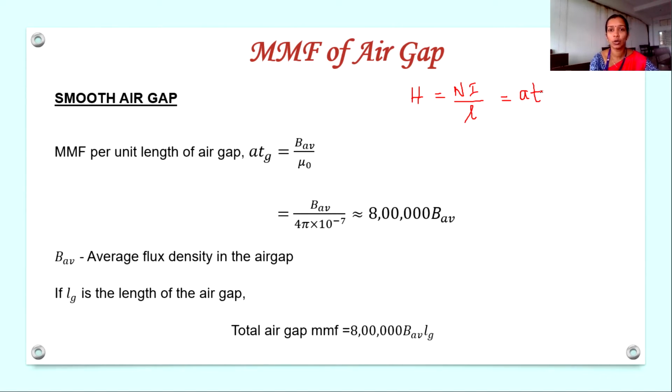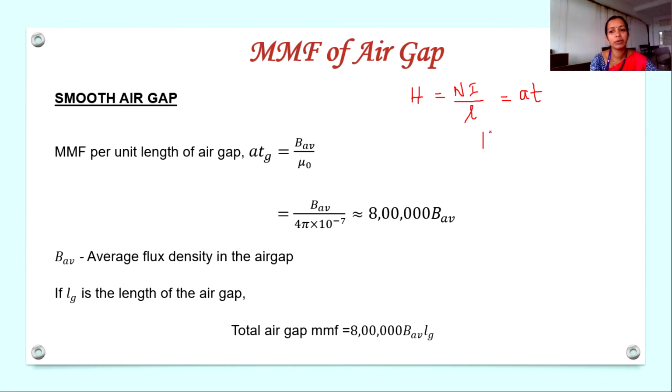We know that the total MMF, whose unit is ampere turns, can be denoted as capital letter AT. So we will denote the MMF per unit length H as small letter at. If we can calculate the value of this H, then by multiplying H with the length of air gap, we will get the value of MMF. H into L gives Ni, the total MMF. So let us calculate H.